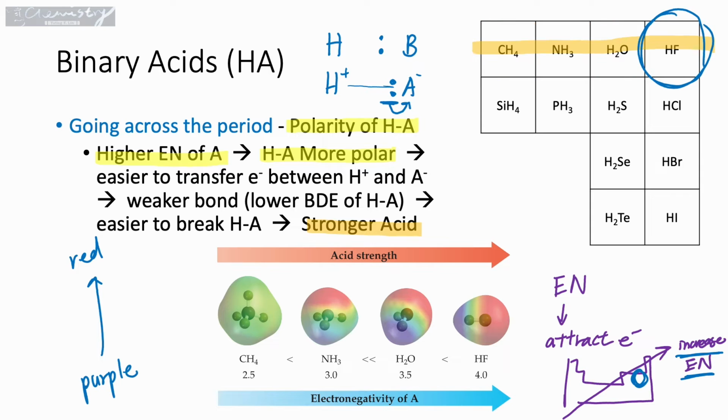So to conclude, going from left to right of the periodic table, we are increasing the electronegativity of A. Therefore, we are increasing the acid strength. So we have a strong acid on the right and a weak acid on the left.